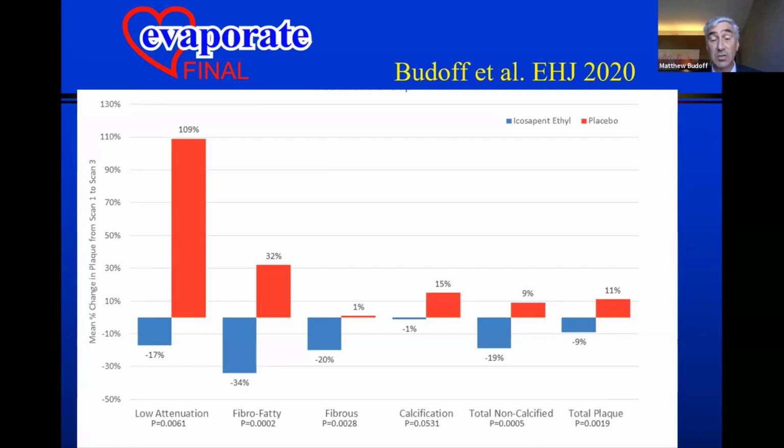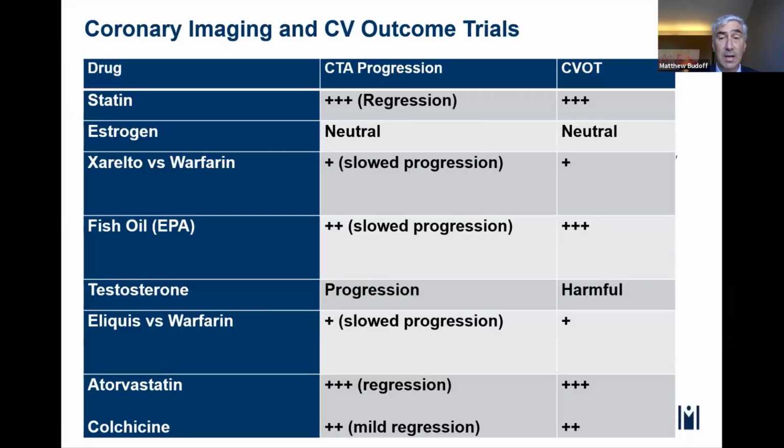You can see calcification really didn't change much, as expected, but total non-calcified plaque and total plaque all moved in the correct direction and were highly statistically significant. So we can demonstrate the effects of different therapies. And of course, icosapent ethyl has also been shown to reduce cardiovascular events in the EVAPORATE trial.